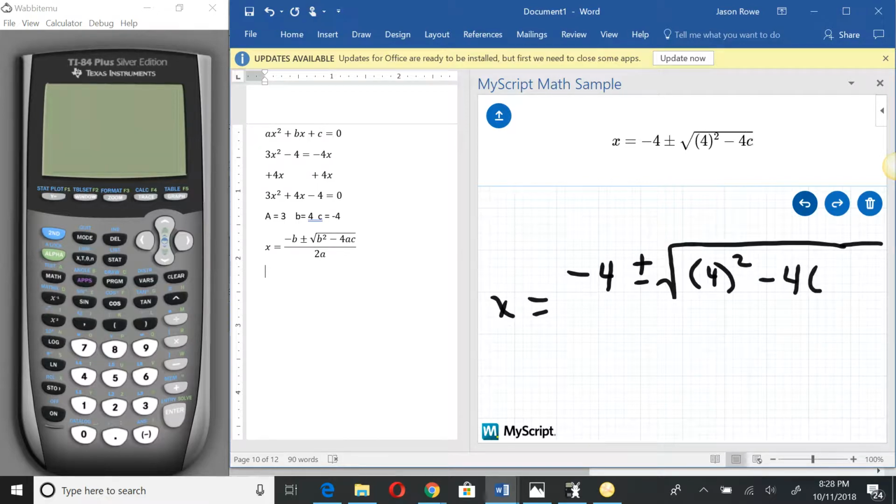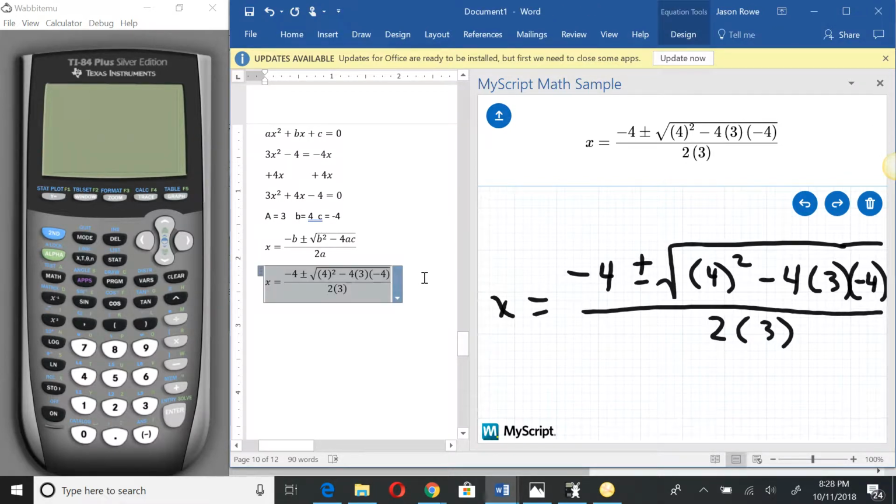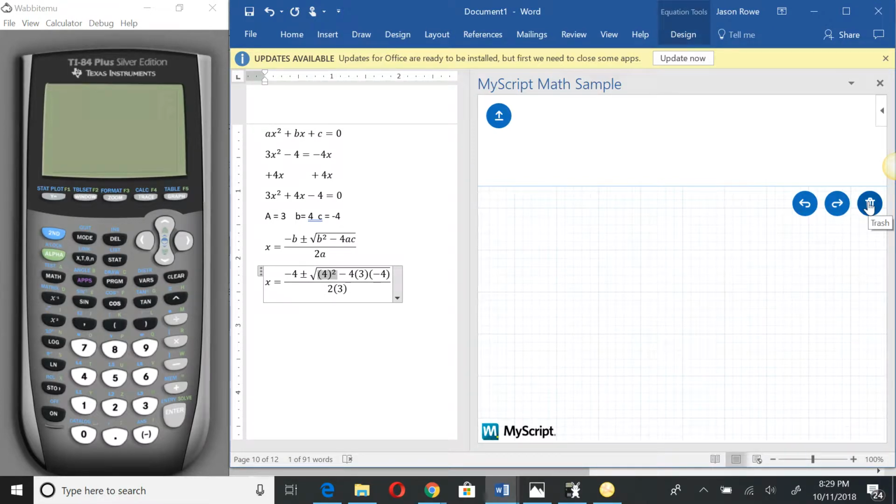-4 times A, which is 3, times C, which is -4. That's all divided by 2 times A, which is 3. Work the radical first. So start with this part. What's positive 4 squared? Positive 4 squared is 16.